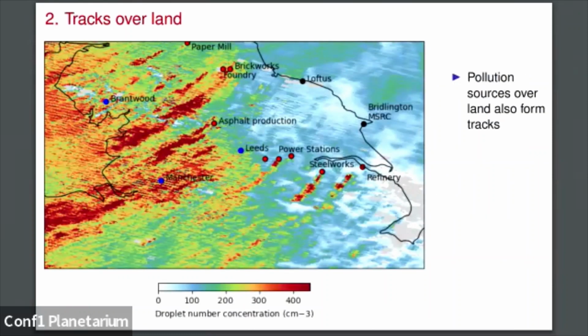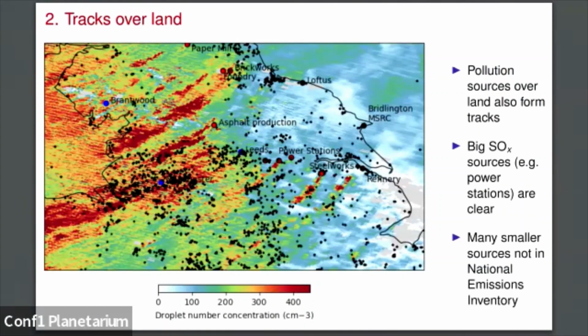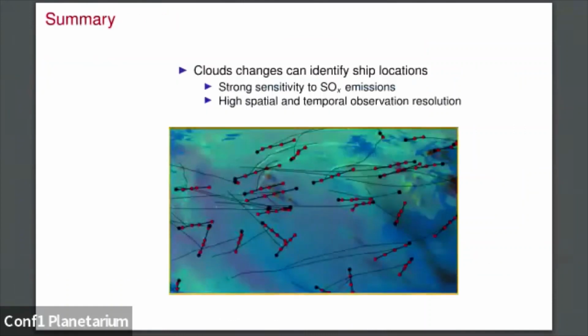Now, very quickly, we can also see these tracks over land, and these line up fairly nicely with what we know are big sources of sulfur. You can see, for example, the Scunthorpe Steelworks, power stations around South Yorkshire. Not all of these pollution sources line up with ones in the national emissions inventory, though. There are some clearly big sources of particulates here that we see in the clouds that we don't see in the national emissions inventory.